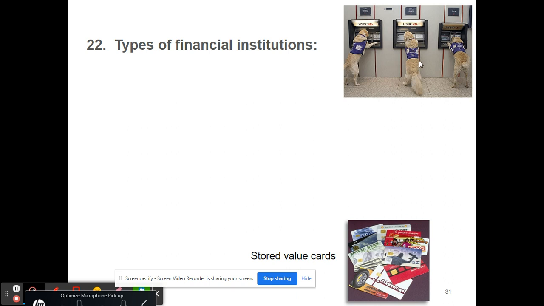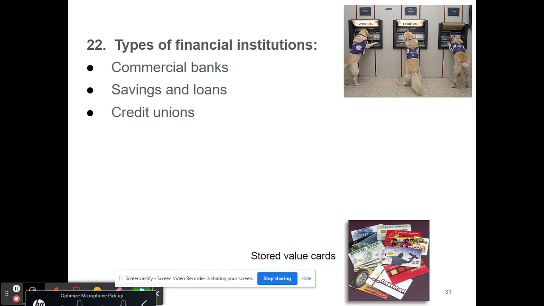Look at the banks. Look at the doggies at the bank. Oh, HSBC. Okay, stored value cards. Okay, these are like gift cards, right? It's a little different than credit cards. Types of financial institutions. There's a few: commercial banks, savings and loans banks, credit unions, finance companies.